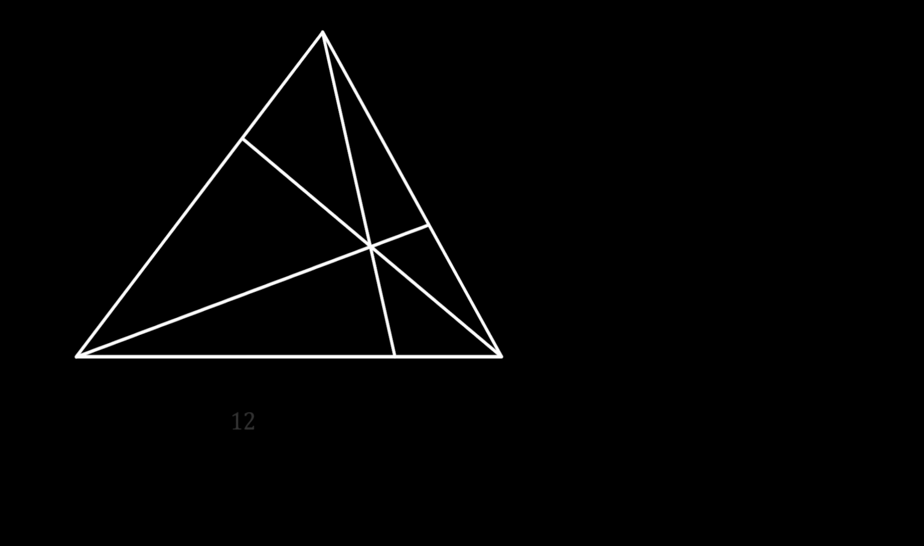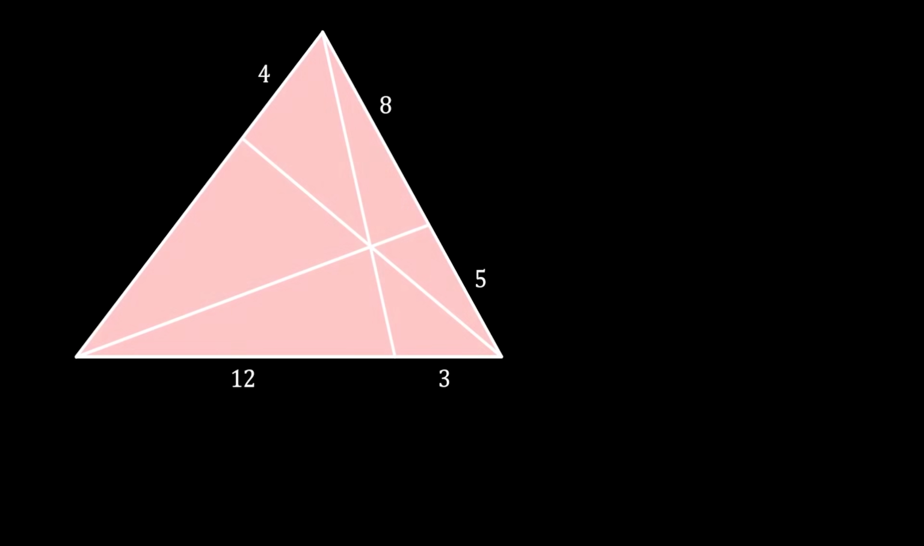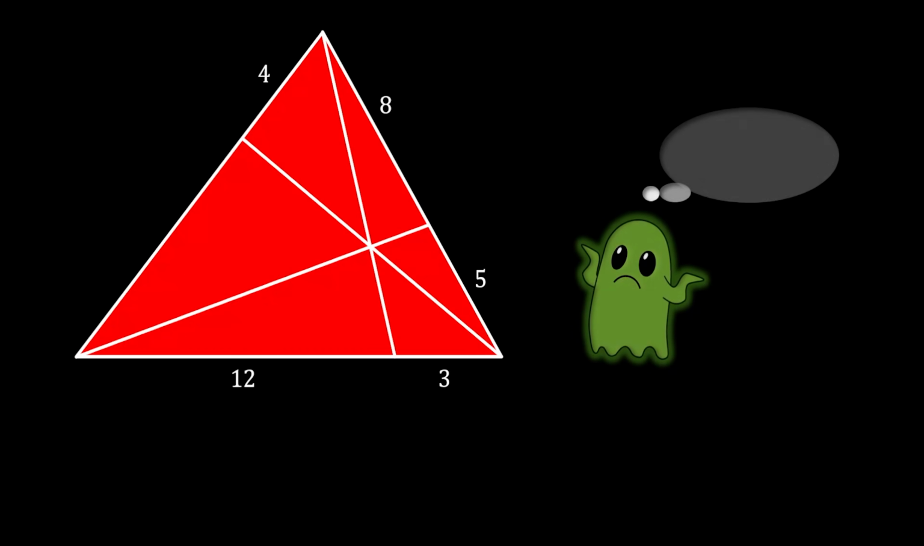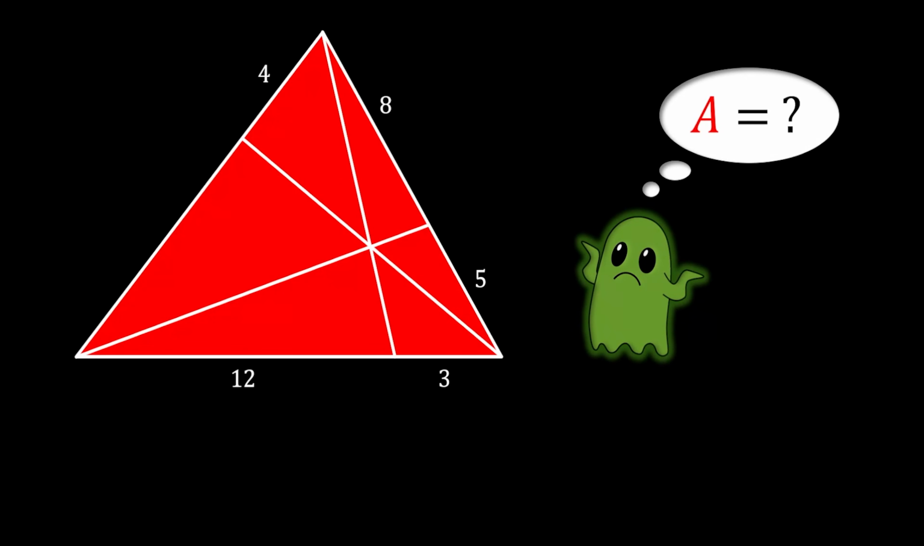Let's say that the bottom 2 segments have the lengths of 12 and 3, the 2 segments on the right have the lengths of 8 and 5, and let's say that the upper left segment has the length of 4. The question is, can we somehow calculate the area of the entire triangle?